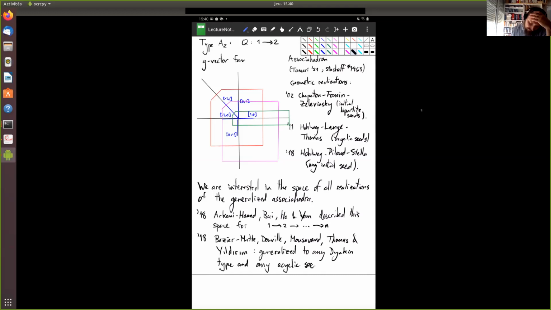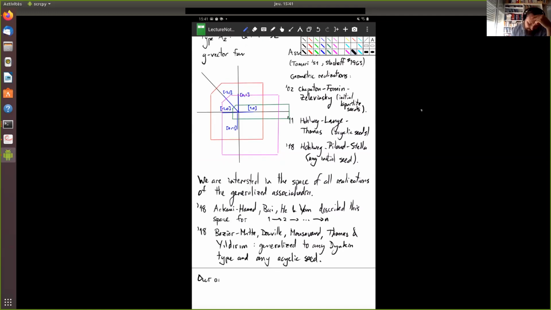Any acyclic initial seed, I should say. So my aim today in this talk, and our aim in the work with Arnau, Yann, and Vincent, was to generalize this construction of the space of all polytopal realizations of the generalized associahedron for any Dynkin type and any initial seed.